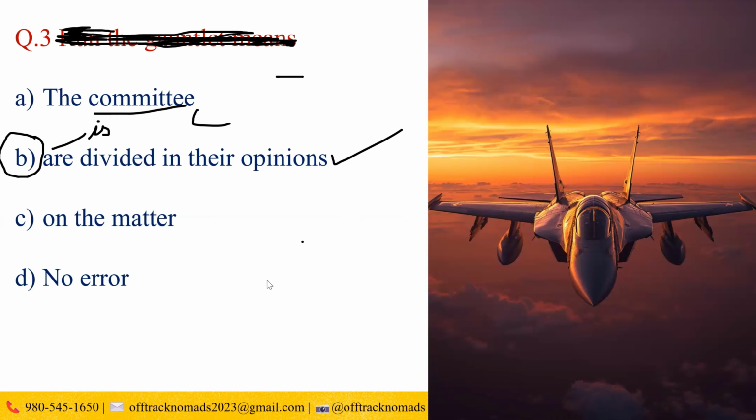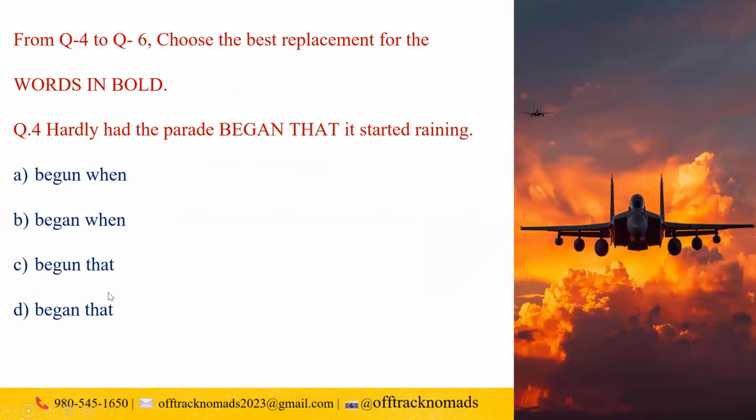So let's check the next, fourth question. Choose the best replacement for the words in bold. So it is sentence improvement. We have come to sentence improvement. Okay. Hardly had the parade begun that it started raining. It's kind of like error spotting only. Hardly is a conjunction. I have told you in my class. The moment hardly comes, hardly had the.